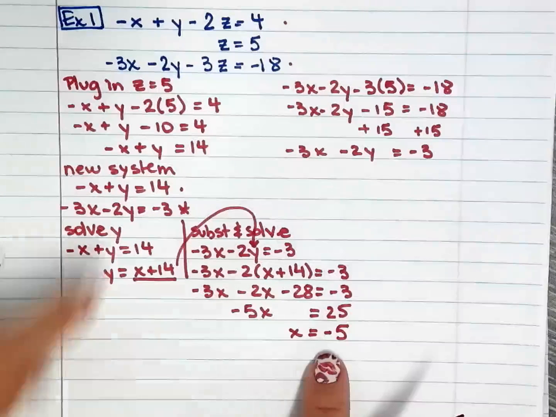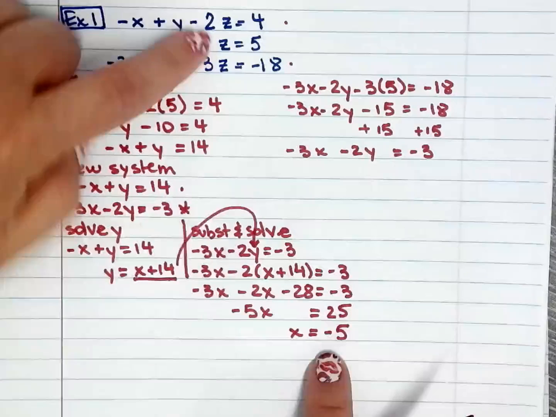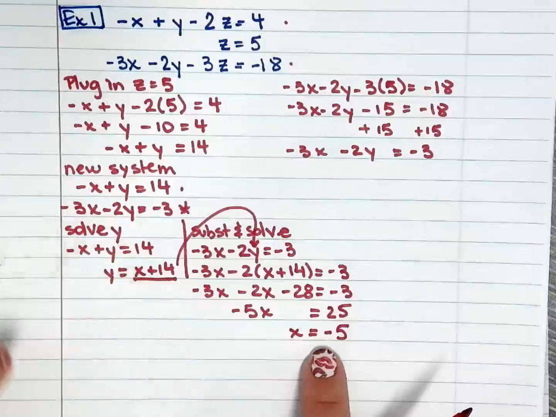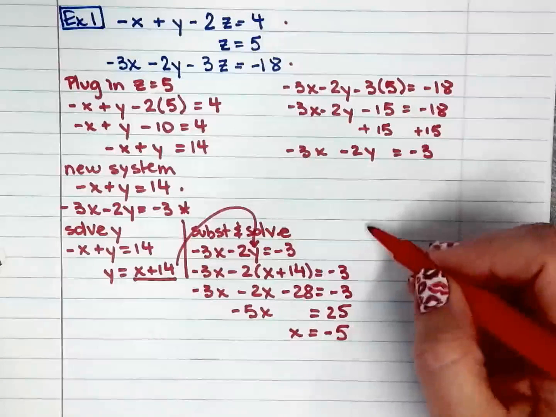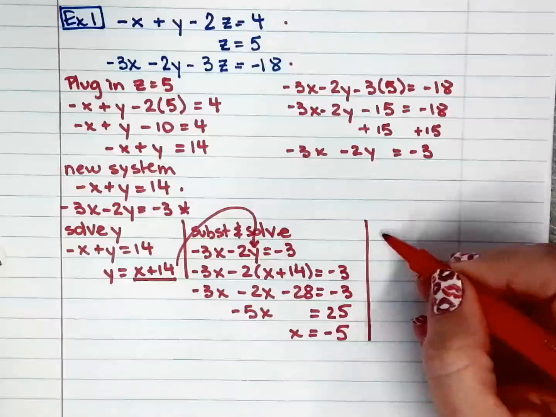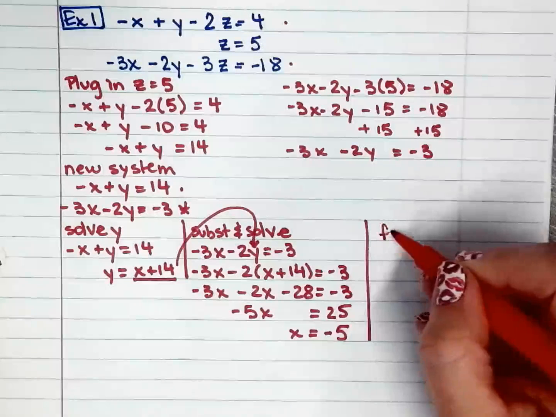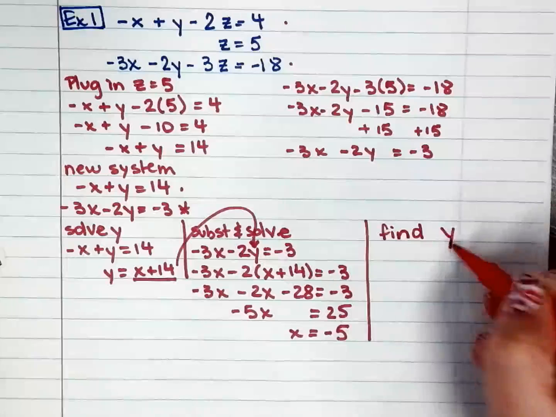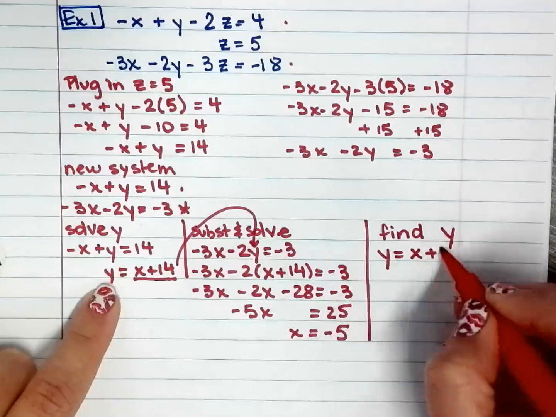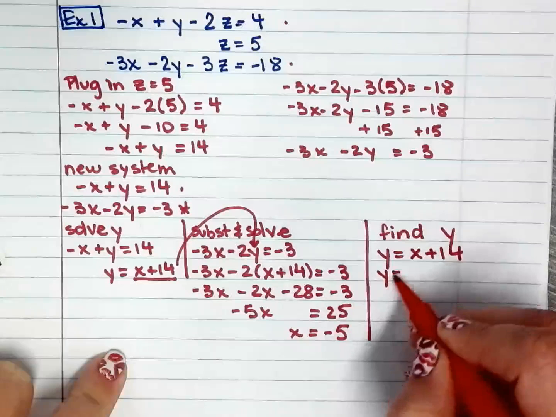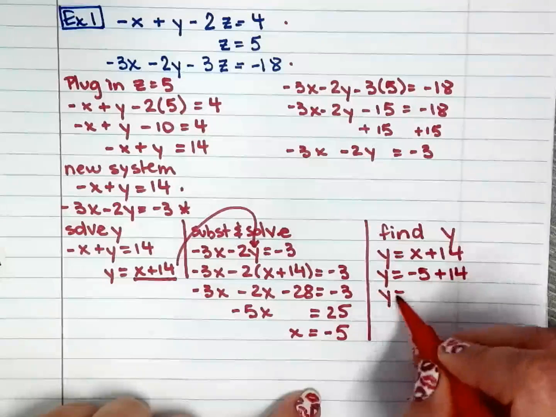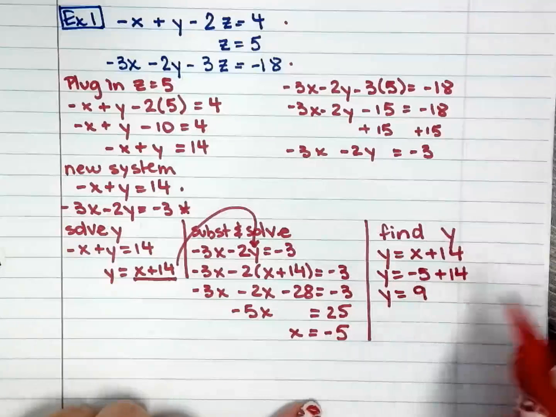So now I have z that was given to me. I have x. Now look at that, I just need to find y. That is not as bad as it looks, huh? So, find y. I have y equals x plus 14. I already know x is negative 5. Therefore, I know y is 9.